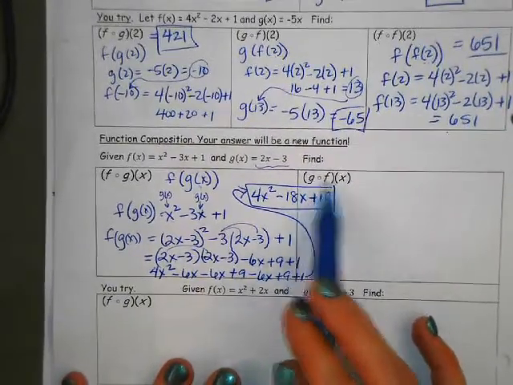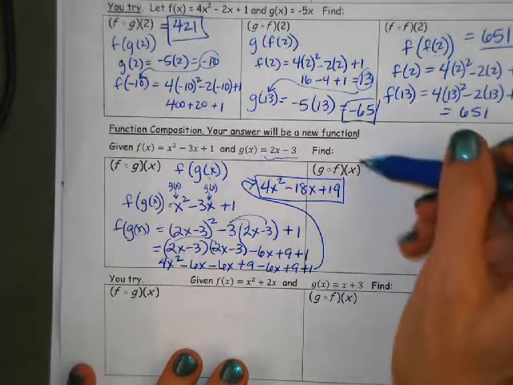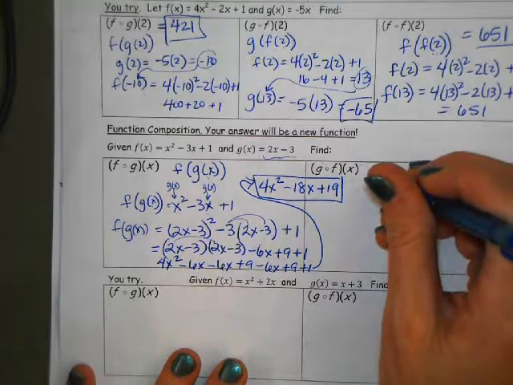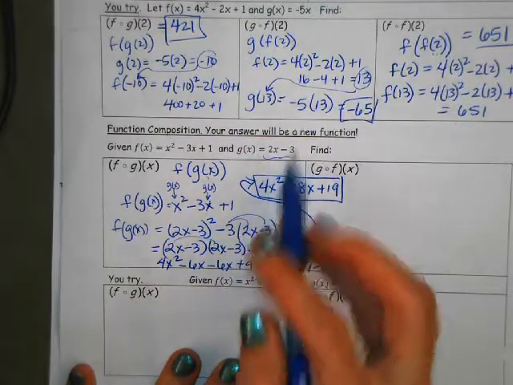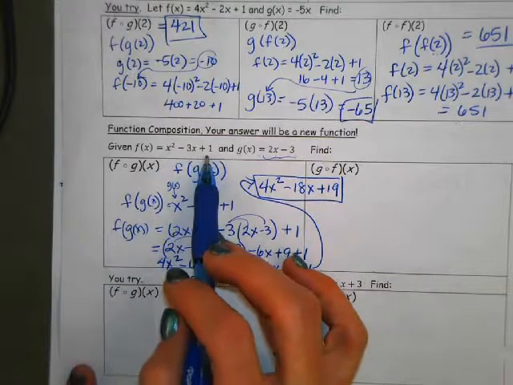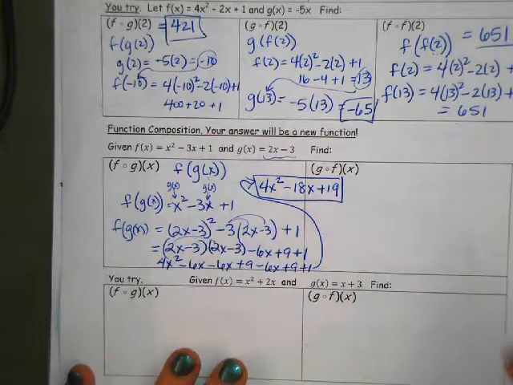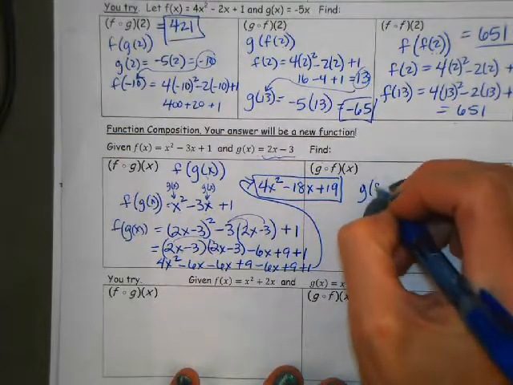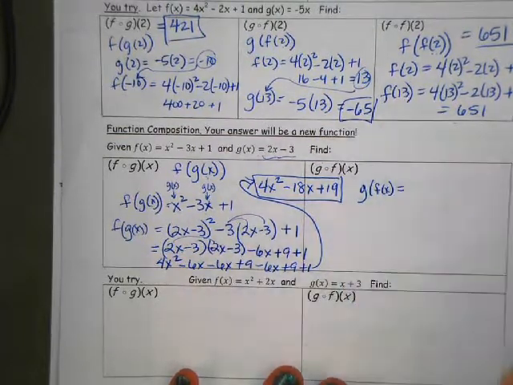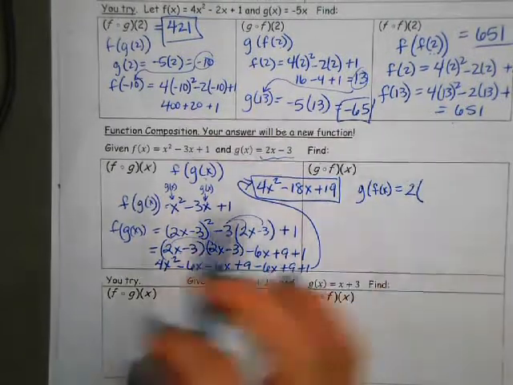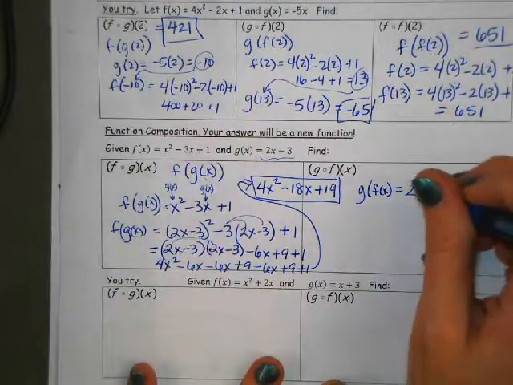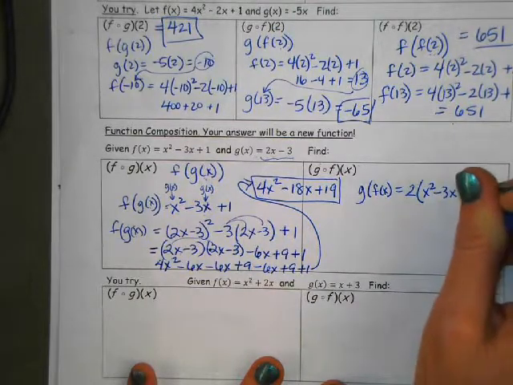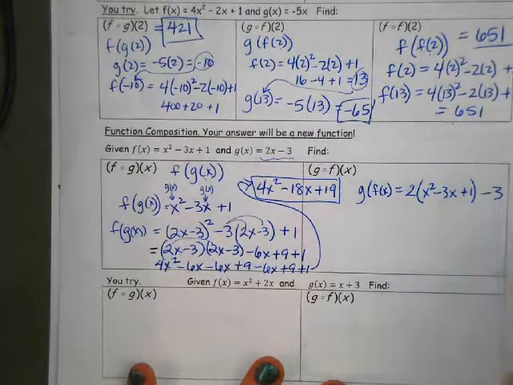Alright, so let's do this one over here where it's g of f of x. So there's no number, so I'm taking the value of f of x, and I'm going to plug it into g of x. So my g of x is the 2x minus 3. So wherever I see x, I've got to plug in this whole thing here. Okay? But it's only 1, so that's not bad. So my g of f of x is going to equal 2 times my f of x. So that's going to be x squared minus 3x plus 1, minus 3.